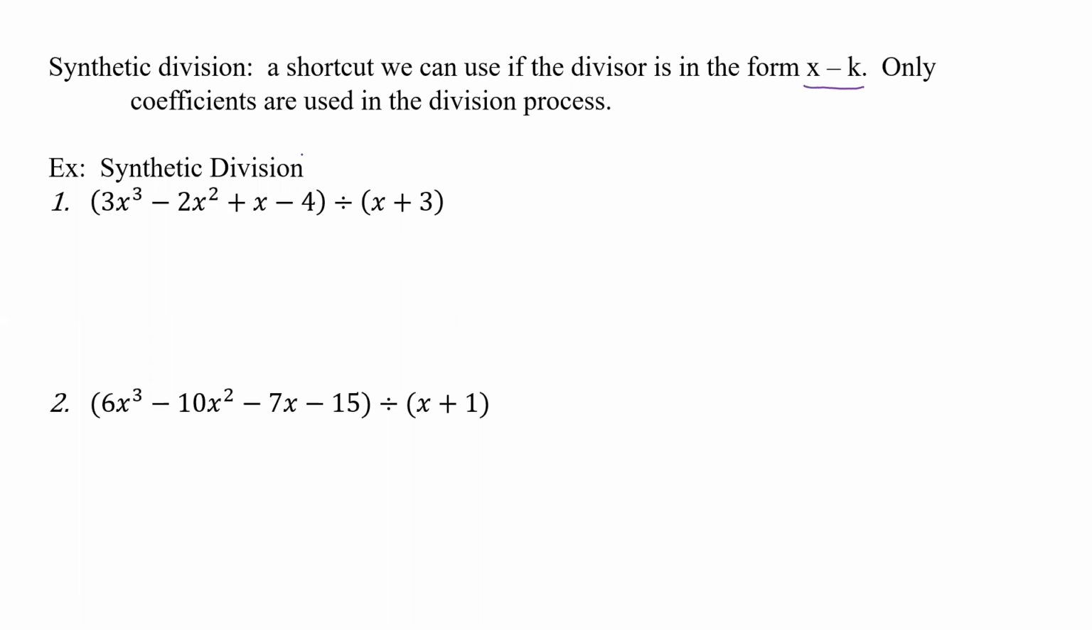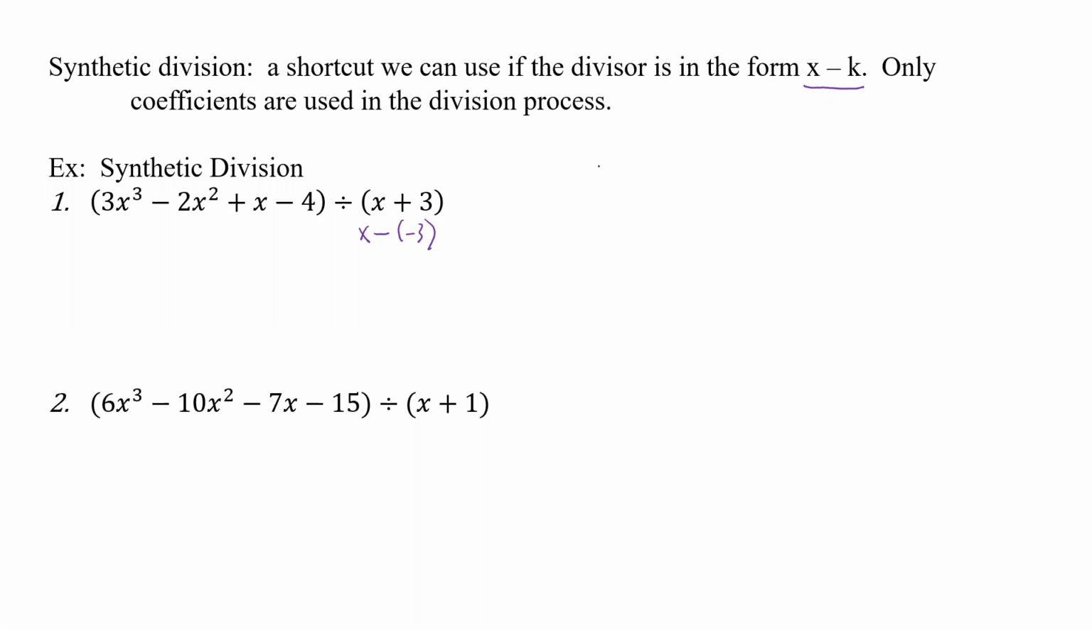All right. So we have to think about, we have all the terms again. So 3, 2, 1, 0. Now x plus 3, we have to make it look like that. So what I'm going to say is that's going to be x minus a negative 3. And so my k here is a negative 3.